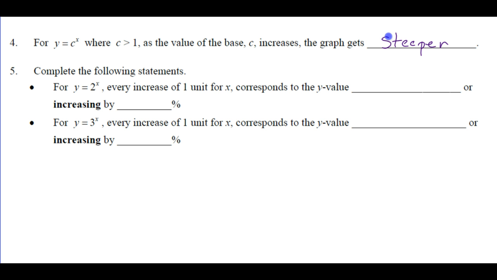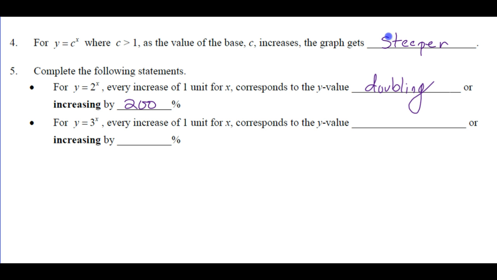Complete the following statements. For y equals 2 to the x, every increase of 1 unit for x corresponds to the y value blank or increasing by. So what's happening? If you look at the table, as x goes from 1 to 2, y goes from 2 to 4. As x goes from 2 to 3, y goes from 4 to 8. So what's the y value doing every time we increase x by 1? It's doubling. Or increasing by 200%.